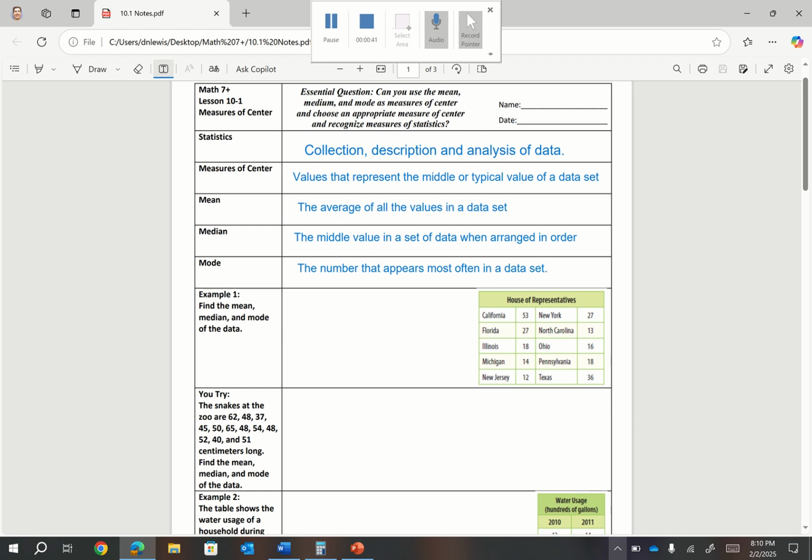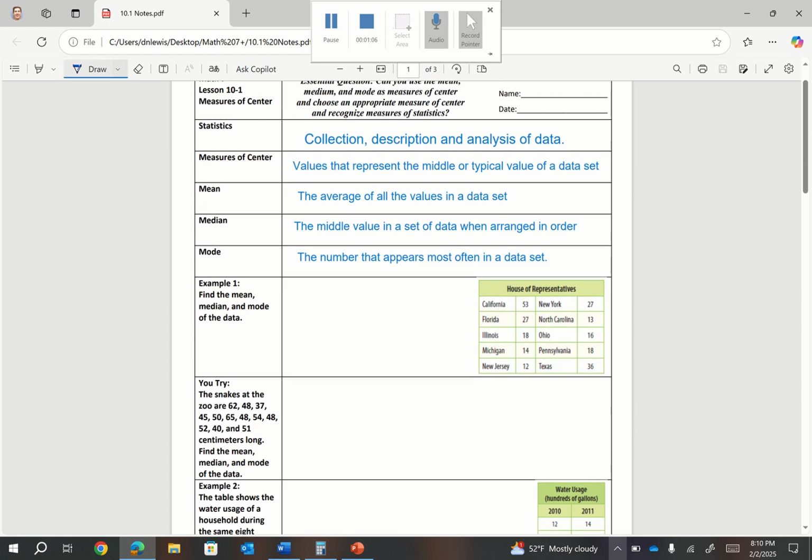Okay, most of you have probably heard these before. Mean is just the average of all the values in a data set. And of course, we find the average of something by adding up all the numbers and then dividing by however many numbers we added up. The median is the middle value in a set of data when arranged in order. And the mode, the number that appears most often in a set.